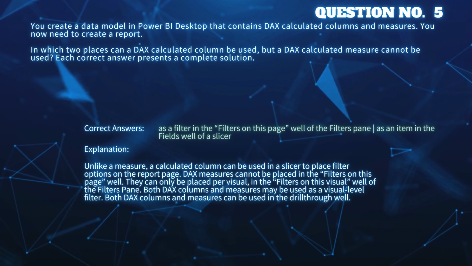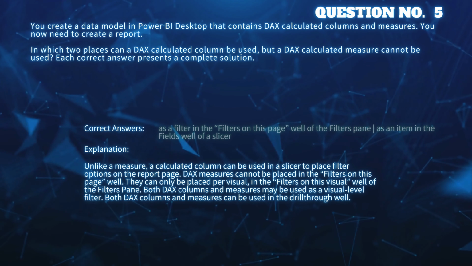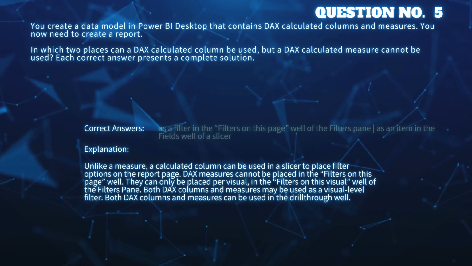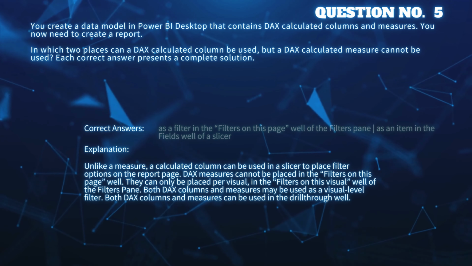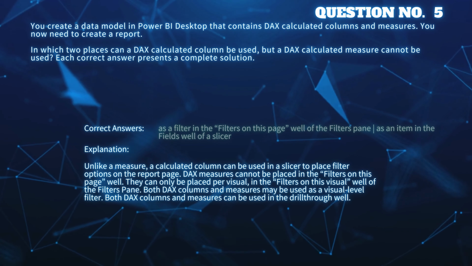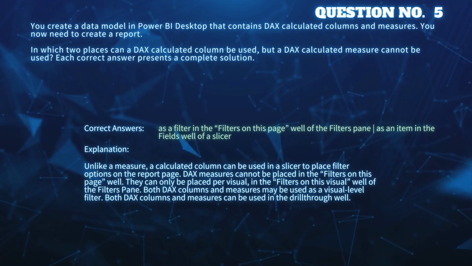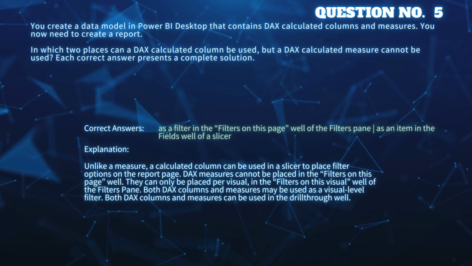Explanation: unlike a measure, a calculated column can be used in a slicer to place filter options on the report page. DAX measures cannot be placed in the Filters on this page well. They can only be placed per visual, in the Filters on this visual well of the Filters pane. Both DAX columns and measures may be used as a visual level filter. Both DAX columns and measures can be used in the drill-through well.